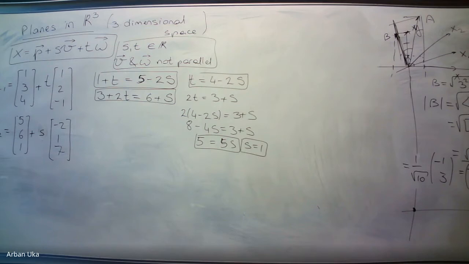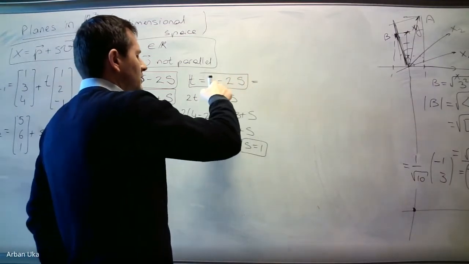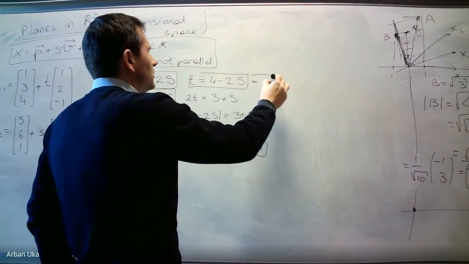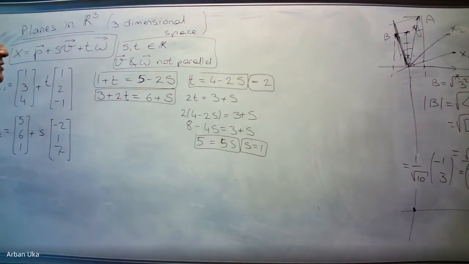But the question is, if we insert here s equal to 1, you can also try this at home and solve another relation. So apparently we can find an s which is 1, and t would then be equal to 2. Then we should prove it with the last one. Let's try it.